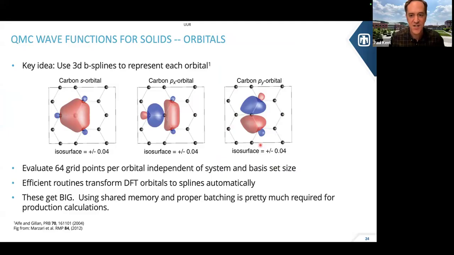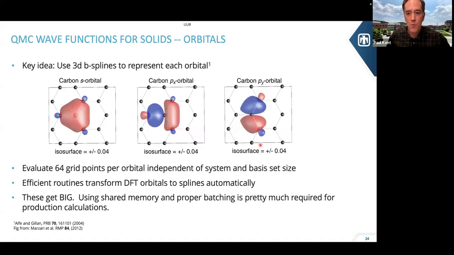Yeah. So first, just a comment. As Ray explained, B-splines are the fastest, most efficient way to run solids, as there's only the 64 grid points that need to be touched to evaluate one orbital. The trade-off is, of course, as Ray explains, you use a lot of memory for large systems and low symmetry systems.